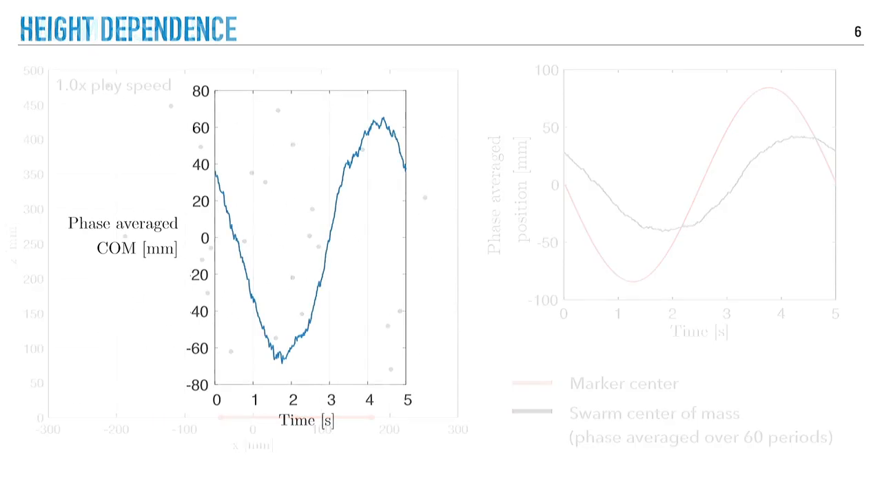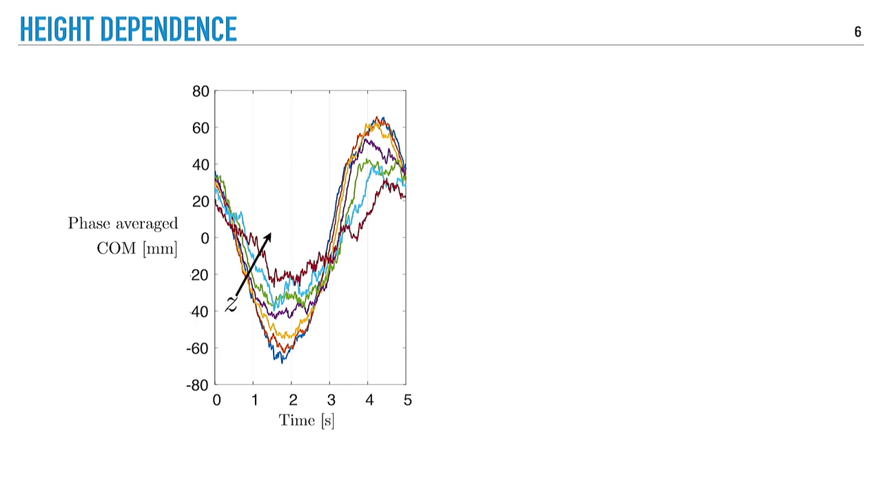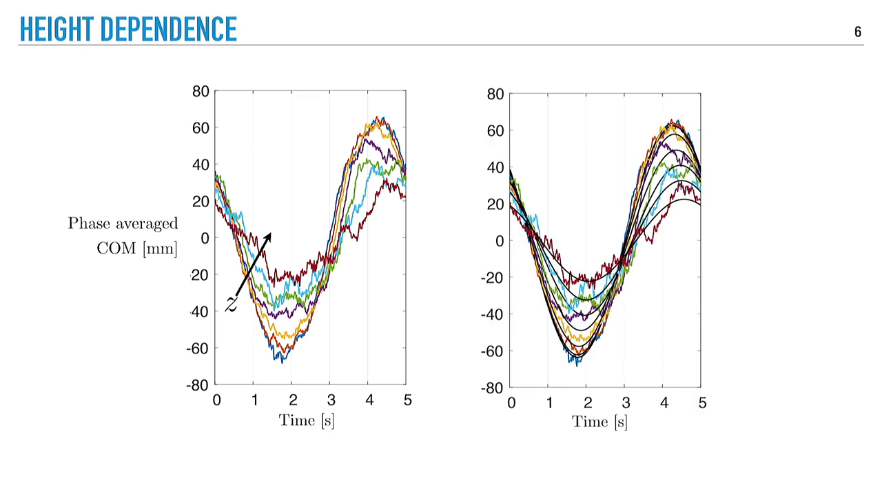So here again is the phase-averaged center of mass, but at the bottom of the swarm. And then when we go up to higher layers, we see that the amplitude decays, and there's also a small shift in the phase, very small, but it's there. We can fit these curves to obtain the phase difference and the amplitude.